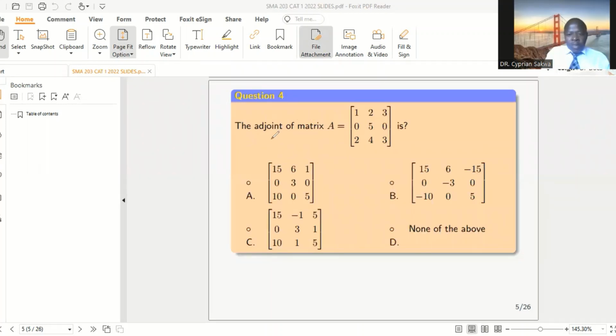So the next question is asking us to find the adjoint of this matrix. And we are given 4 options. You have to choose one. But before you choose, you have to calculate. Now, first of all, before you do that, you'll be getting a minor of every element. And then you also get the cofactor of every element.